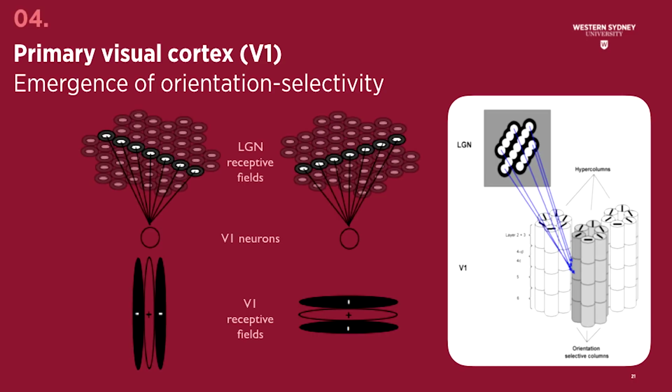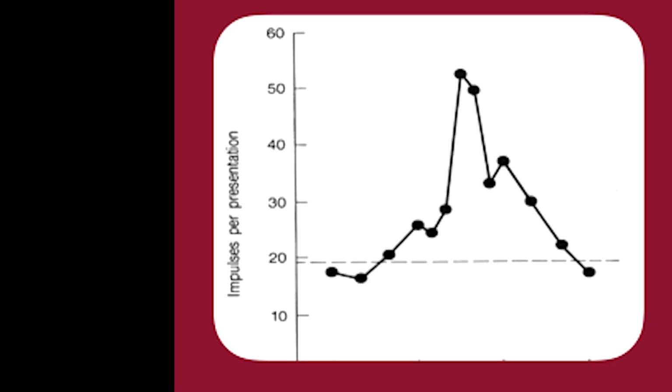Whereas retinal ganglion cell and LGN receptive fields are circular, the receptive fields of many neurons in the primary visual cortex possess a strong orientation preference. For example, a V1, or primary visual cortical neuron, may be strongly stimulated by a vertical bar. However, as the orientation of the bar changes, the neuron may respond less vigorously, and eventually it might fail to respond at all once a critical orientation difference is reached.